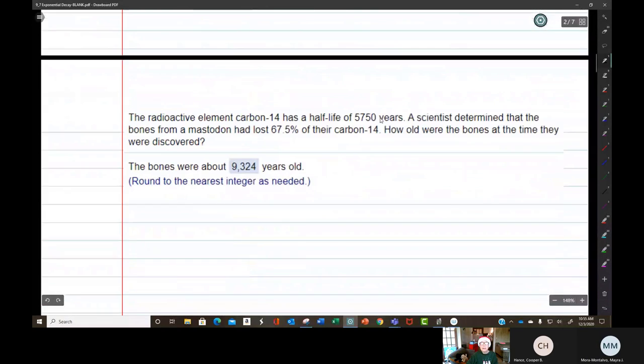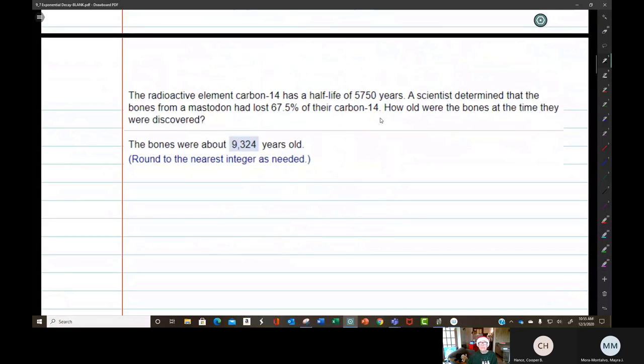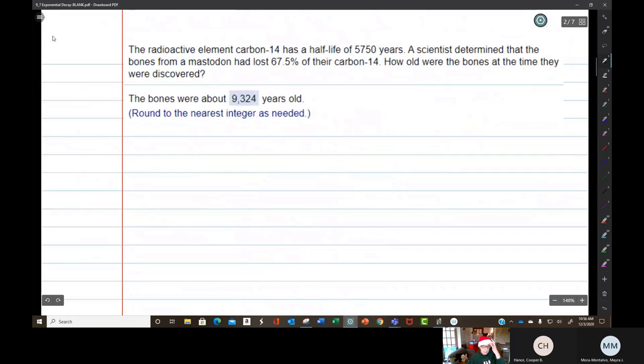Okay, then we're going to go to a real radioactive decay problem, and this is based on fact. Now, we're going to talk about a woolly mammoth or mastodon. The radioactive element carbon 14 has a half-life of 5750 years. Now, what this means is, okay, let's get the formula, the basic general formula for exponential decay.